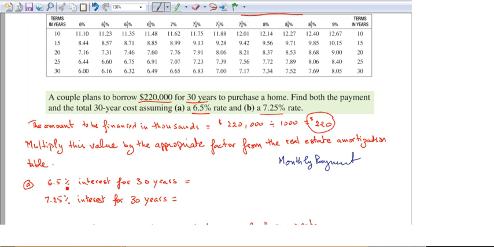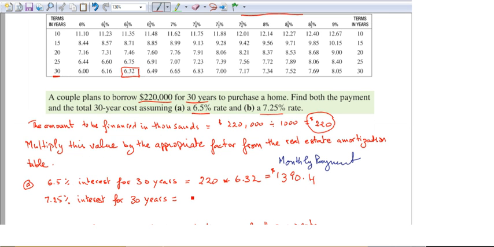So for the 6.5% interest for 30 years, here is 30, 6.5 here. So we find the value is 6.32. So we multiply 220 by 6.32, and we find it to be $1,390.40. So this is the monthly payment for the 6.5%.